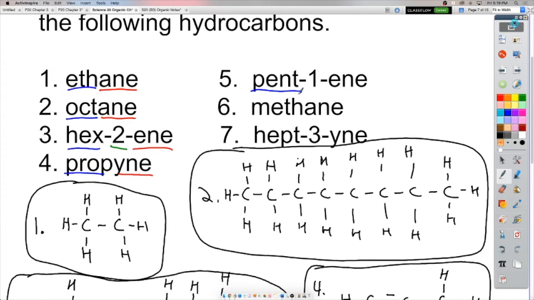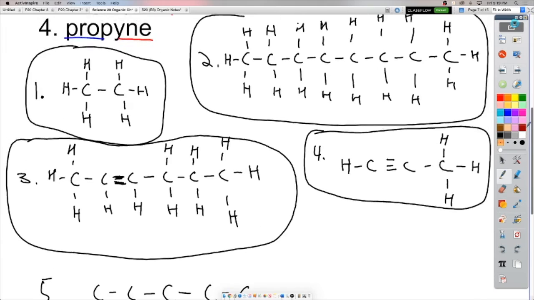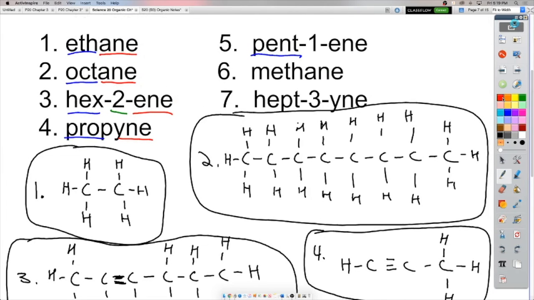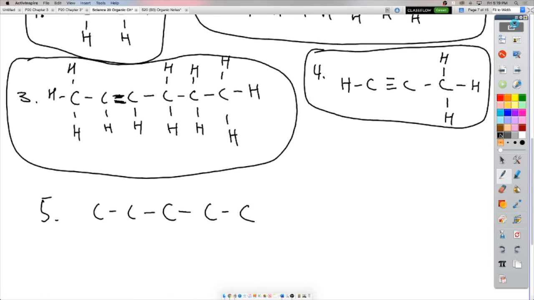Okay, number 5, pent-1-ene. So first, let's deal with the pent. Pent means 5 carbons. So number 5 is going to have 5 carbons. 1, 2, 3, 4, 5. Okay, there we go. Pent, already dealt with, right? Wasn't so bad. Okay, pent-1-ene. So now we've got to deal with the 1-ene. Ene means double bond, right? And the 1 tells you which carbon it's on. So on the first carbon, there is a double bond.